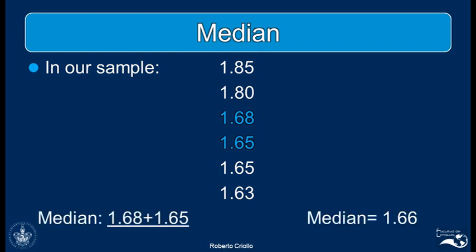So in this case, what we're going to do is we're going to calculate by dividing this. Okay, so the median will be 1.68 plus 1.65 divided by 2. So our median in this case is 1.66. Okay, and then again, as you can see, Napoleon is taller than the median. So in this case, we could not say that Napoleon is short, at least for the sample that we're analyzing.